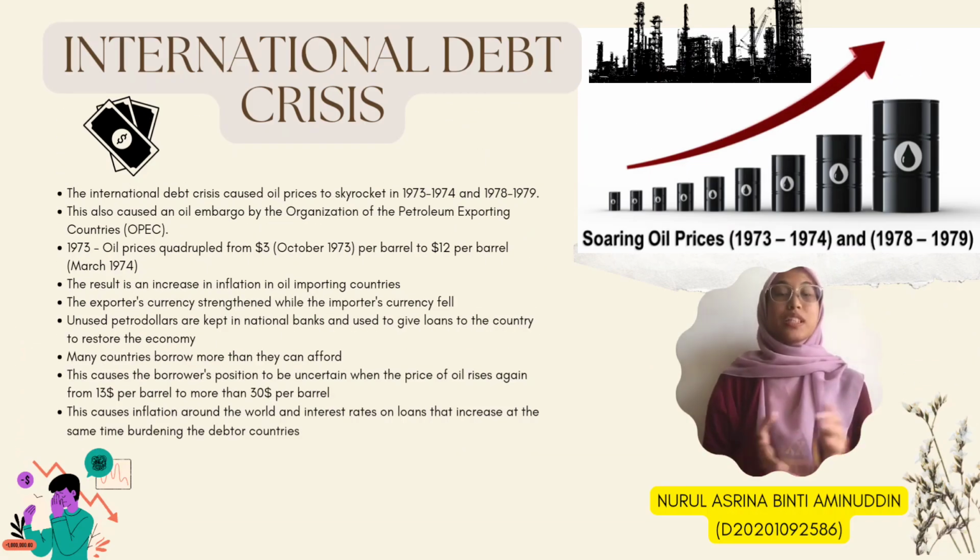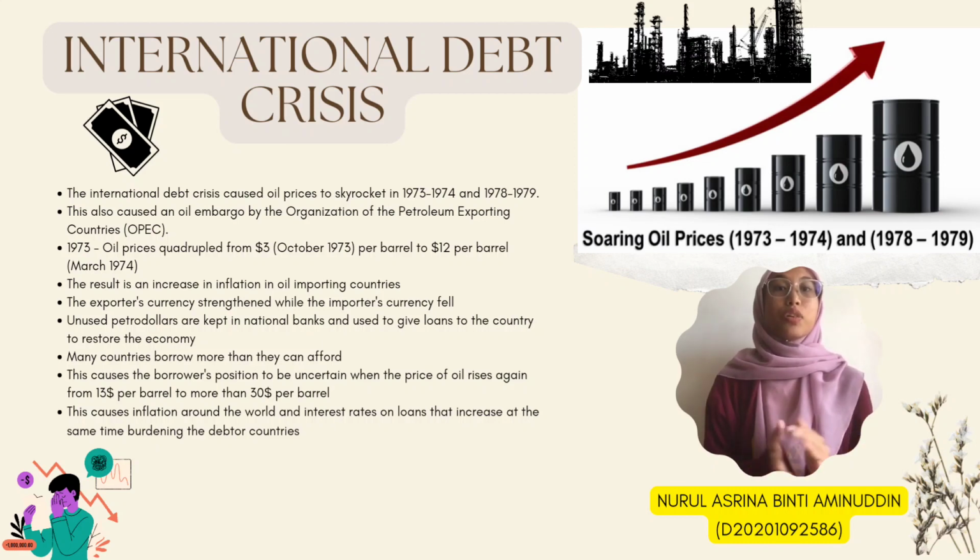Next, I will continue the presentation, which is about the international debt crisis. This crisis caused oil prices to skyrocket from 1973 to 1974 and also from 1978 to 1979. This also caused an oil embargo by the Organization of the Petroleum Exporting Countries, OPEC. In 1973, the oil price quadrupled from $3 per barrel in October 1973 to $12 per barrel in March 1974. The result was an increase in inflation in oil importing countries. For example, the exporters' currency strengthened while the importers' currency fell.